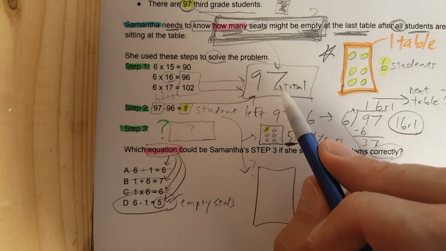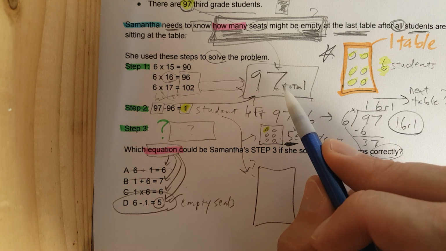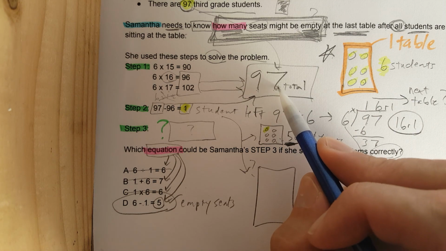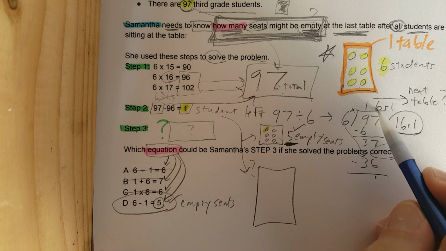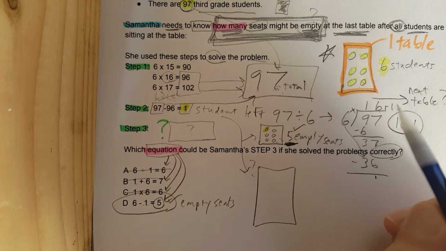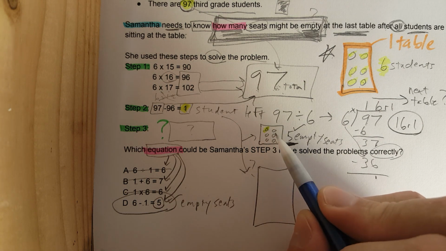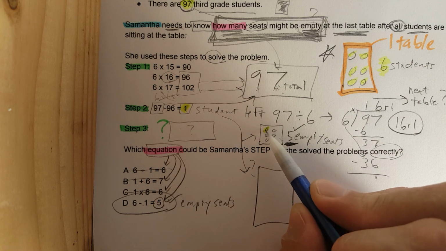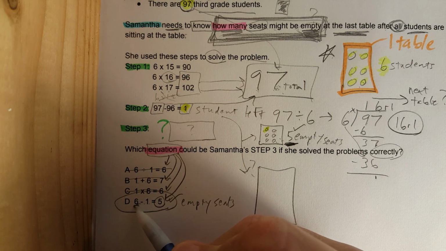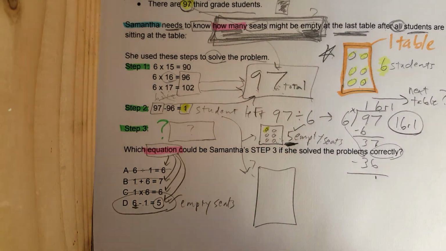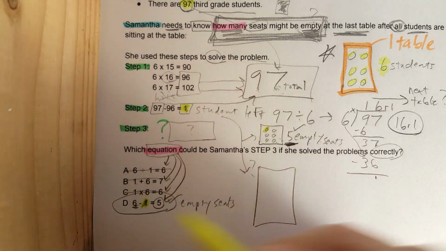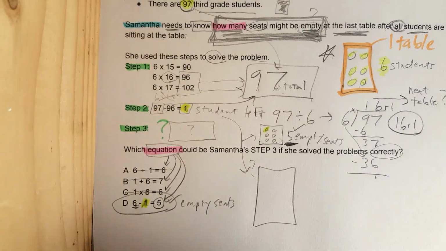So when you have 97 third grade students, 6 at a table, you get as close to 97 as possible. Okay? So we know that there's 16 tables, 1 student left. If there was 1 student left, that means there's 5 empty spots. 1, 2, 3, 4, 5, 6. Take away 1. See that 1 student? There's that 1 student. 6 take away 1 is 5.